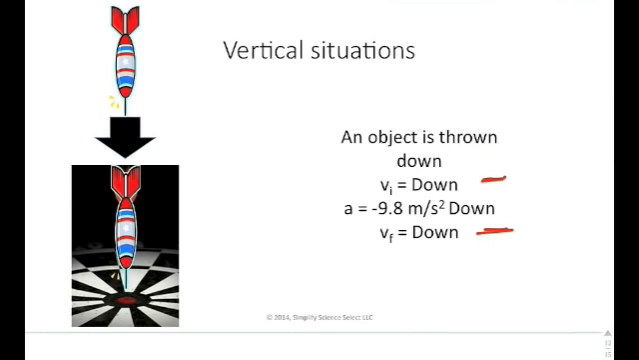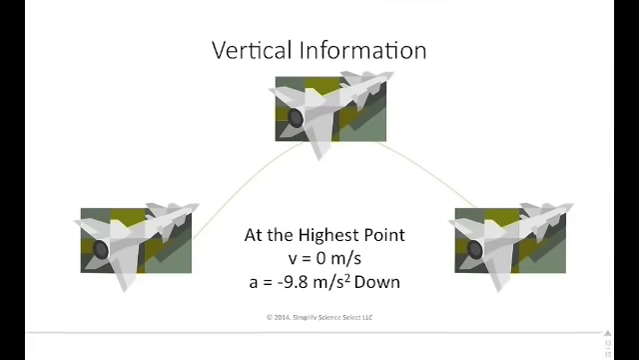And you should recognize that the final velocity of an object that's thrown down is going to be greater in terms of magnitude. It's going to have a higher speed than an object that is dropped. So the vertical information a lot of times is not explicitly stated. It's just an object is dropped and you're supposed to know.